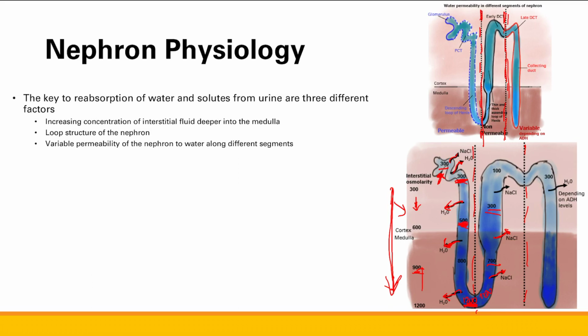And finally, when we get to these collecting ducts, as we see here, everything depends on the hormonal activity of ADH for water reabsorption, and also aldosterone, aldo, for the NaCl reabsorption. So again, as you can see here, the reabsorption of water and solutes is driven by these three things that I've said: by the increasing concentration as you go deeper into the medulla, by the loop structure, which helps you take advantage of that concentration gradient, and then the variable permeability of the nephron to water. You don't necessarily have to memorize this, but it really helps you understand what's going on.